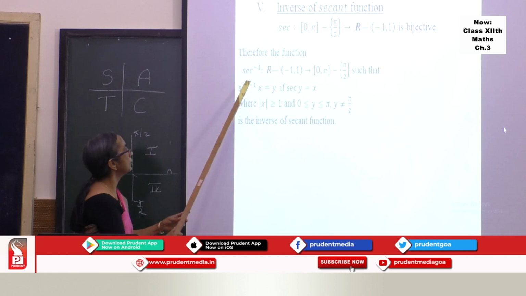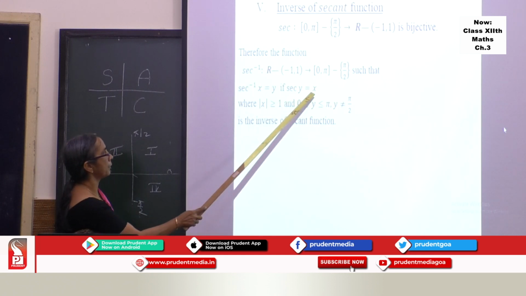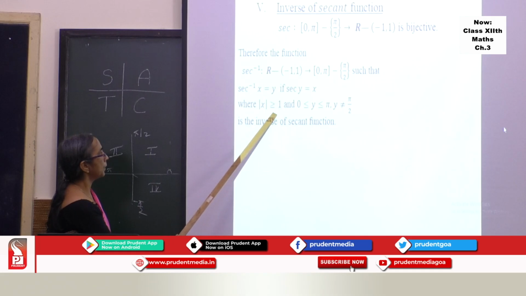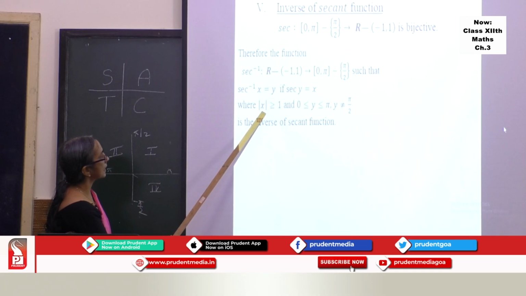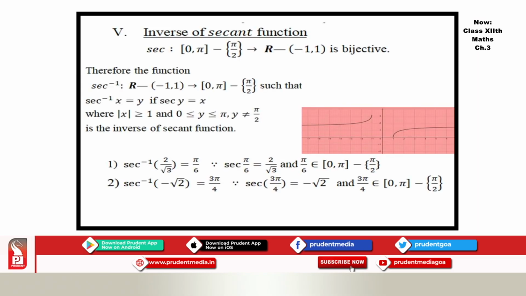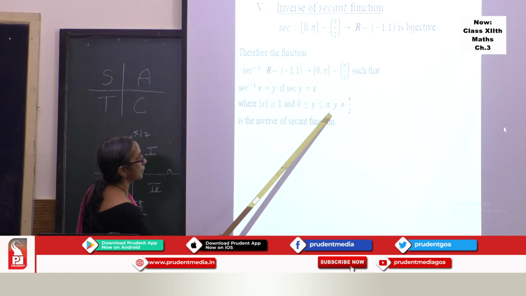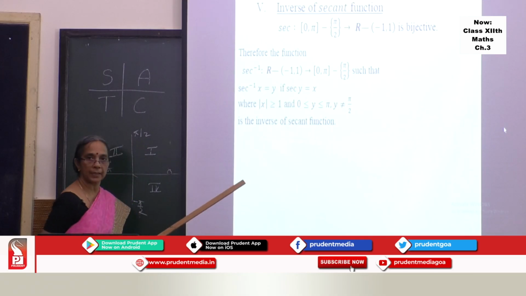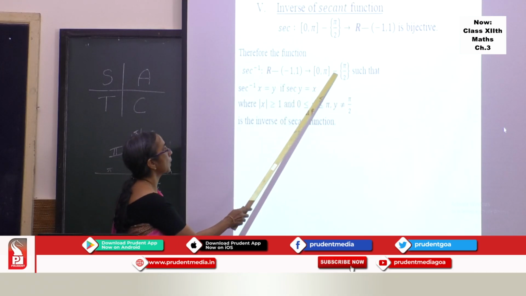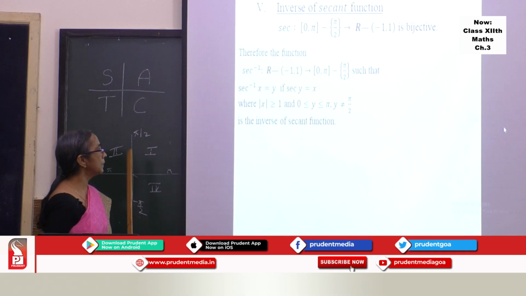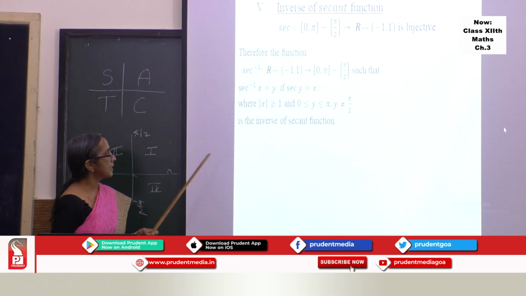Sec inverse of x is y if sec y equals x, where modulus of x is greater than or equal to 1. That means x is greater than or equal to 1 or x is less than or equal to minus 1. It belongs to this set. y lies between 0 and pi, y not equal to pi by 2. That means y belongs to this set, which is the inverse of the secant function.